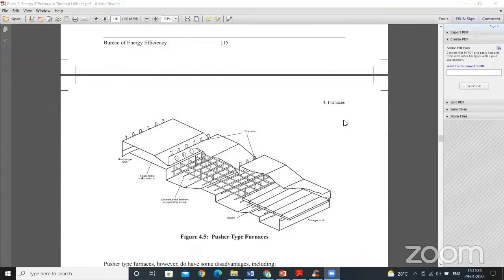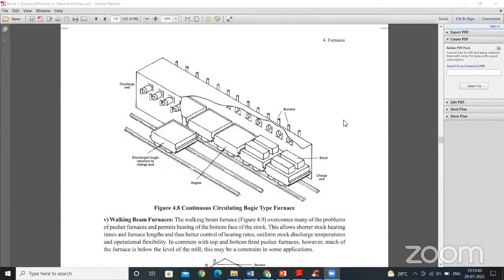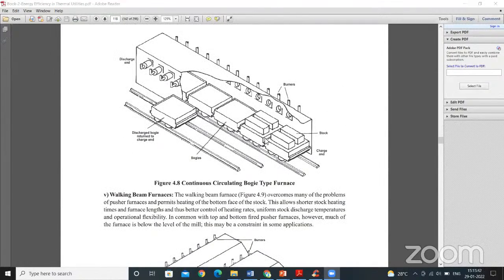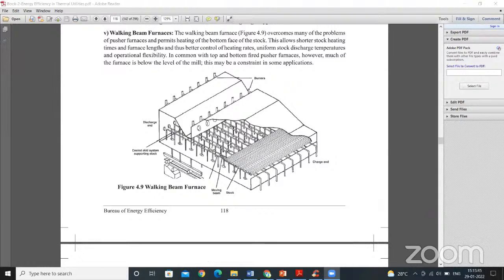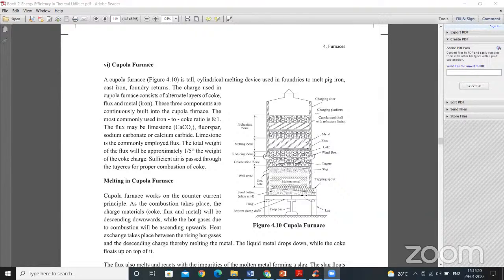Now the main point in the furnace is the losses. These are the different types of furnace, and how the metal is filled inside the furnace. Normally cast iron is melted in this type of furnace. This is called the cupola furnace. Now it is replaced by the electrical furnace. In Coimbatore, so many foundry industries are there. These foundry industries were mostly using cupola furnaces in earlier days. Now they are replacing them with electrical furnaces.